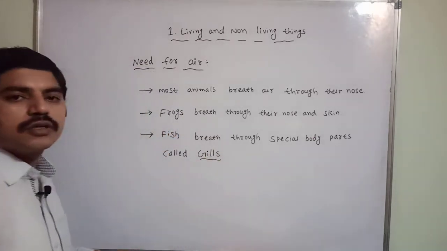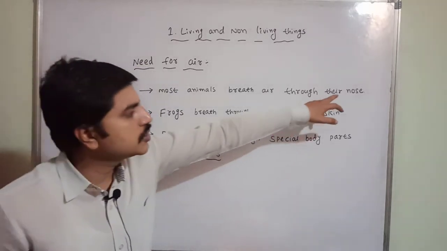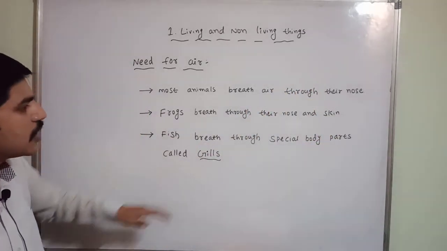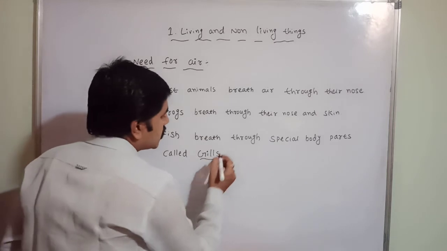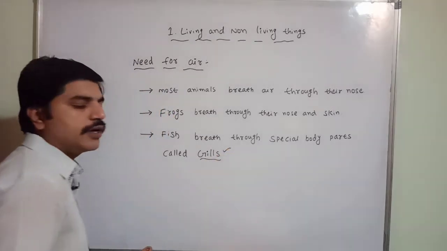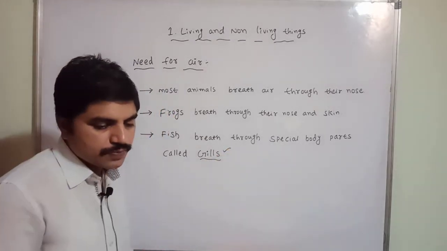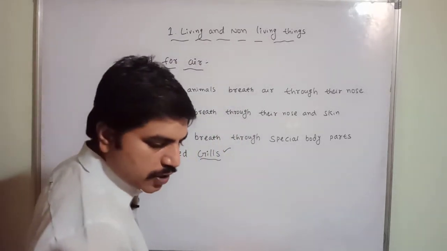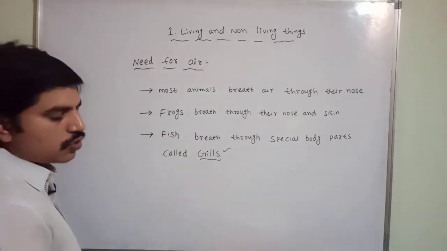Gills means, like our human beings have a nose, in the same way fishes have gills. This is an important one. Okay, fishes have gills. The next one is animals such as mosquitoes, butterflies and cockroaches.